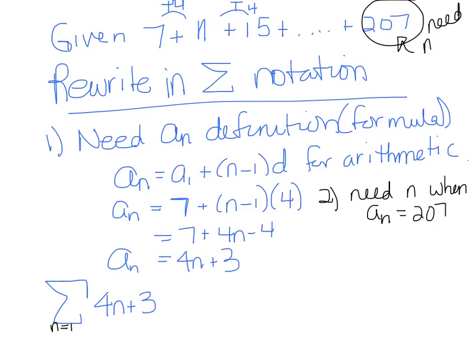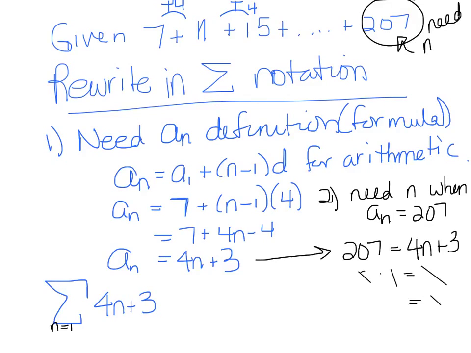Okay? So again, you're going to go back to this formula and say 207 is equal to 4n plus 3. And just solve it for n. So let's see, subtract the 3, 204 is equal to 4n, and you get n is equal to 51. And that tells you if 51 goes here, so you know to stop at n equal 51, the last term, 207. So here it is, the answer right here. Rewrite that in sigma notation.